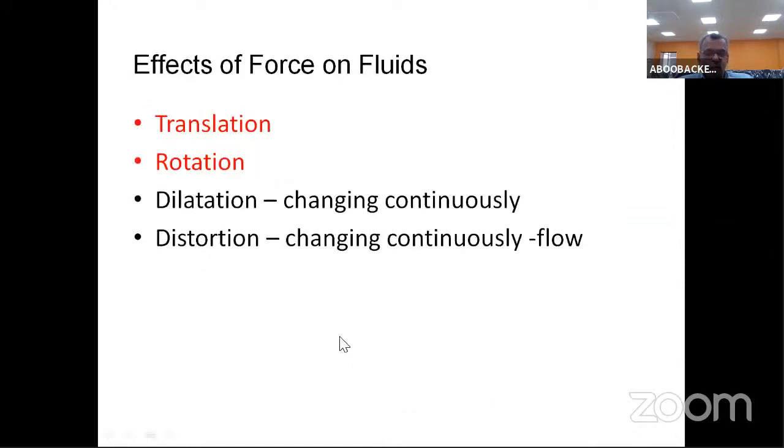And on fluids, yes, dilatation is changing continuously. That is, change maybe. So this will be zero in the case of incompressible fluids, dilatation. And distortion will be there, continuously deforming. This we call flow. So the effect of force on a fluid is to cause flow. And on rigid or deformable bodies, deformation as well as motion. Okay, next.